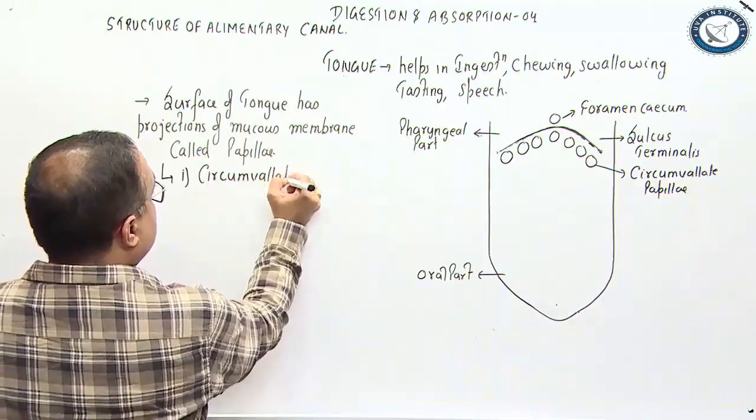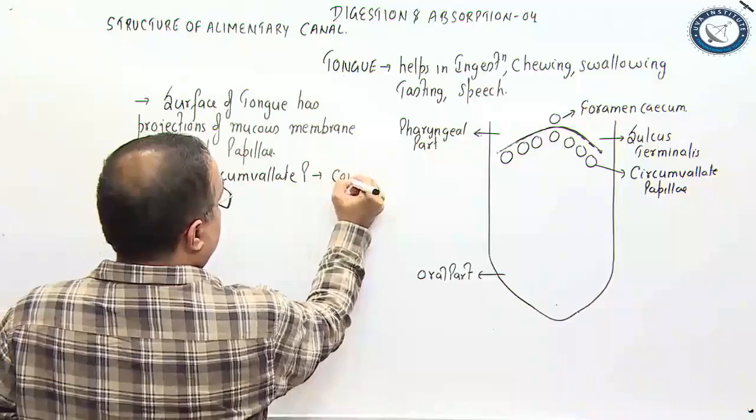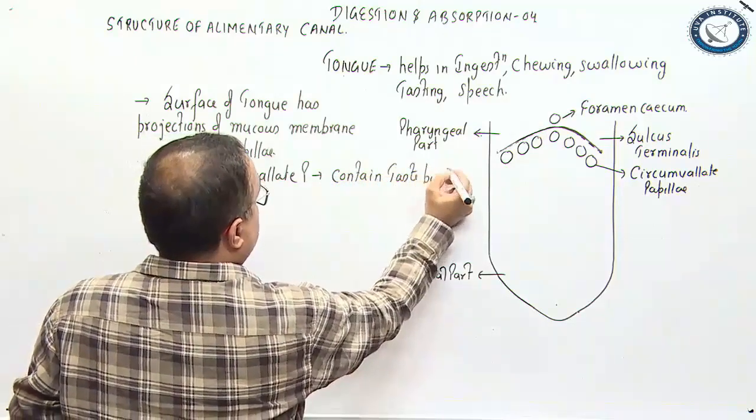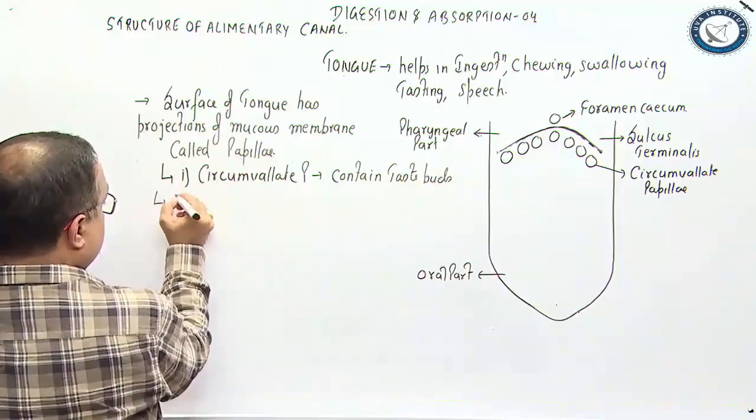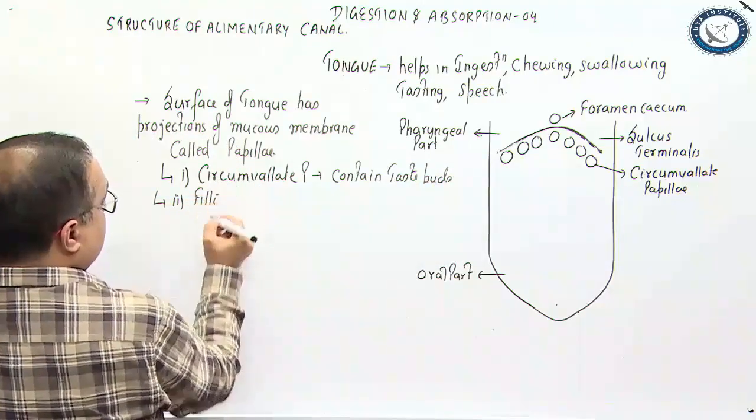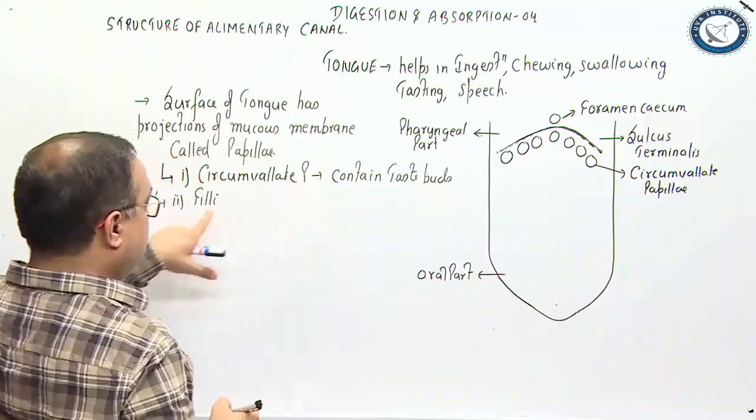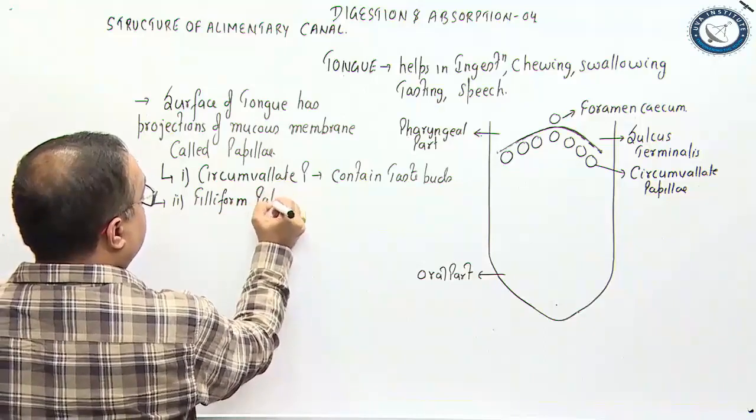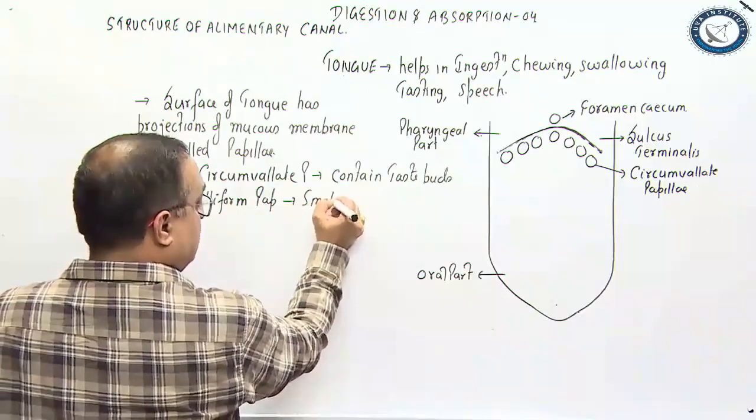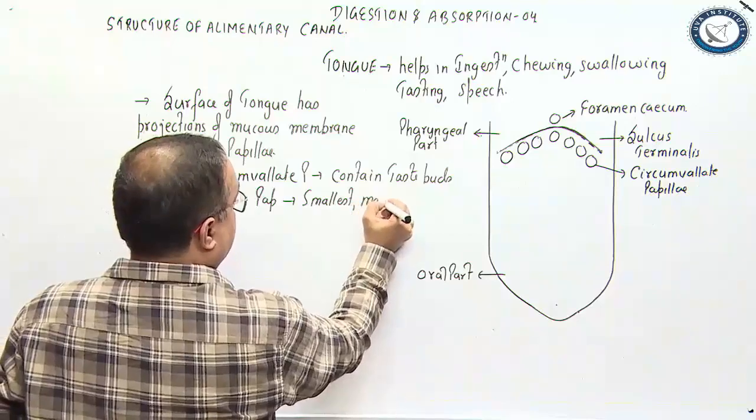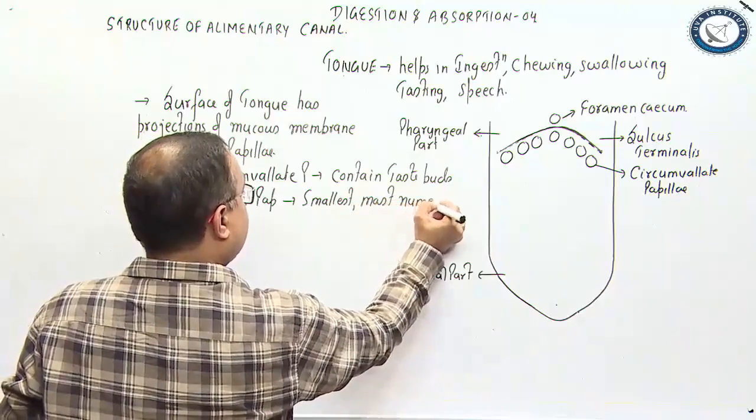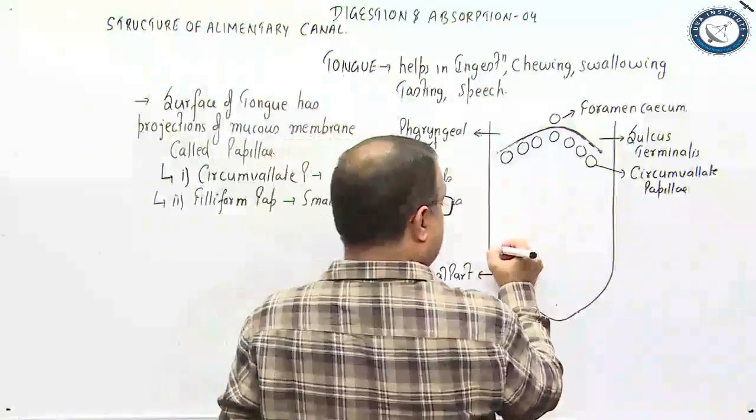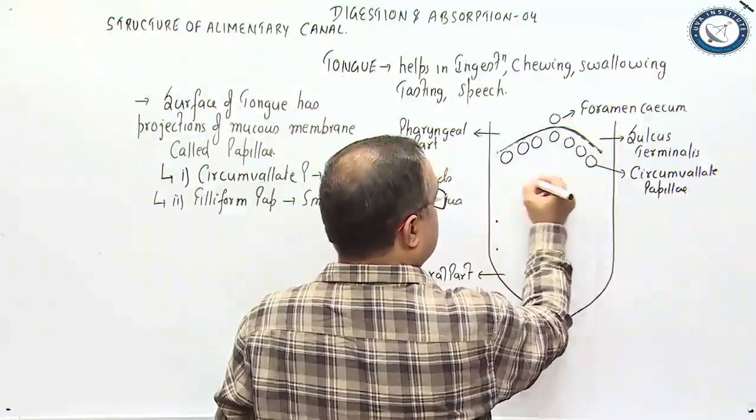The circumvallate papillae contain taste buds. Number 1 is the largest papillae, the circumvallate, and number 2 is the most numerous papillae, the filiform papillae. These are smallest, these are most numerous. These provide a rough surface to tongue. These do not contain taste buds.